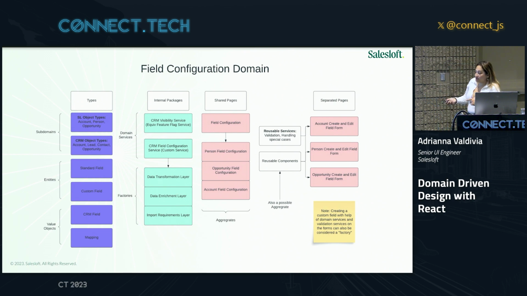And then the value objects, between the CRM field and the mapping, these are properties that belong to the entities. Other examples of value objects include address, measurements, dates, things like that. These are things that you can create new ones. You can change the properties on them, but essentially this is not the identity tied to the domain, the entities are. And so then comes the internal packages that I've built out.